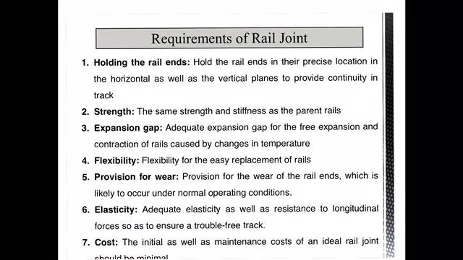Now we'll look into what the requirements of an ideal joint are. An ideal joint must provide the same strength and stiffness as a parent rail. The characteristics of ideal joints are summarized as follows. The first requirement is holding the rail ends together.